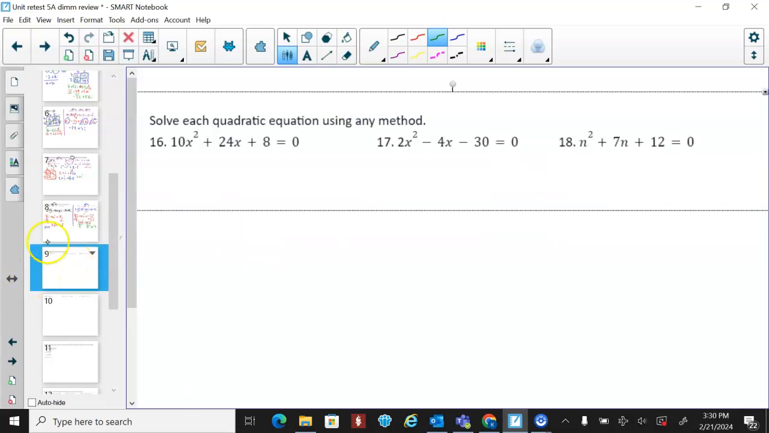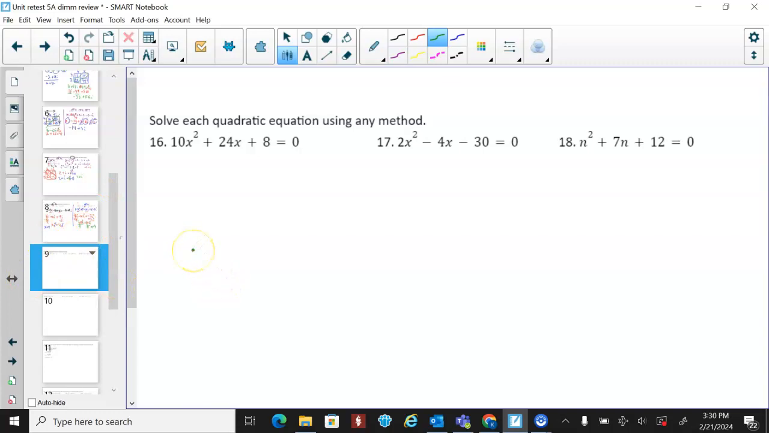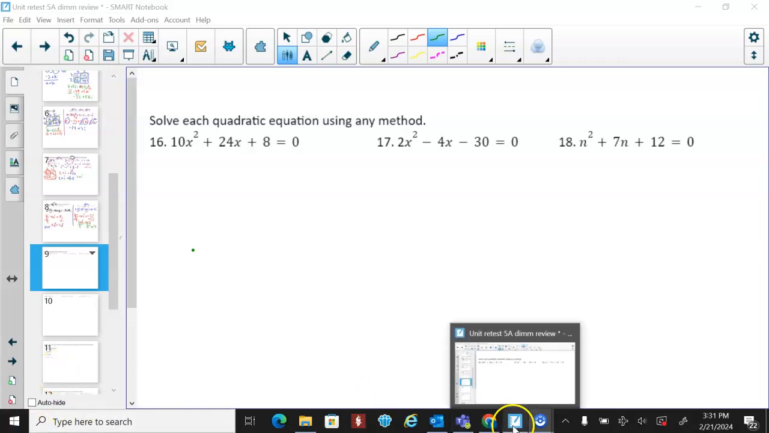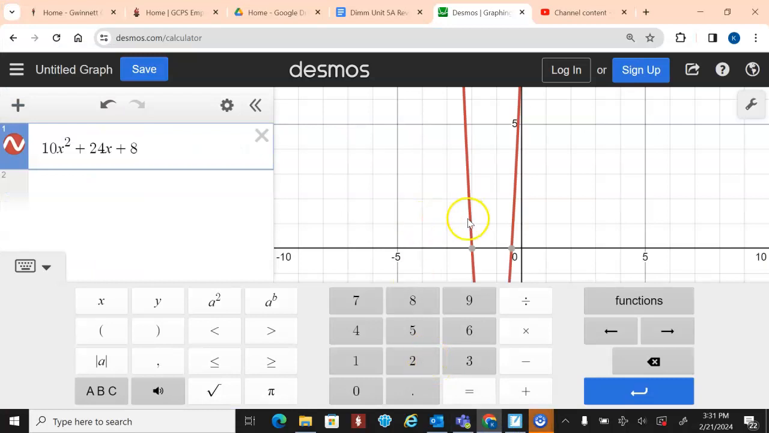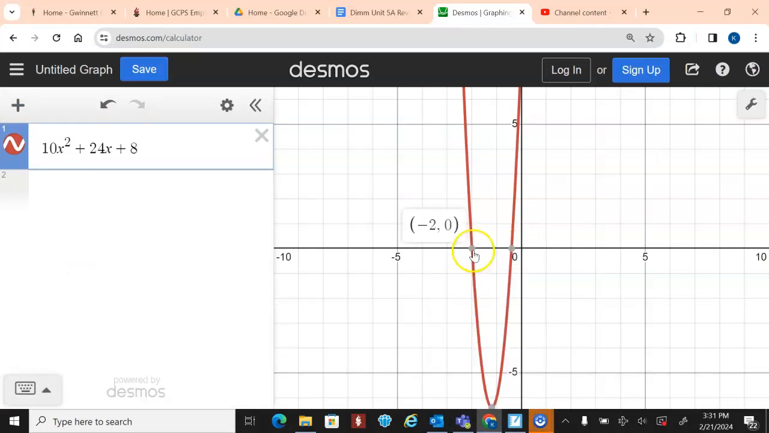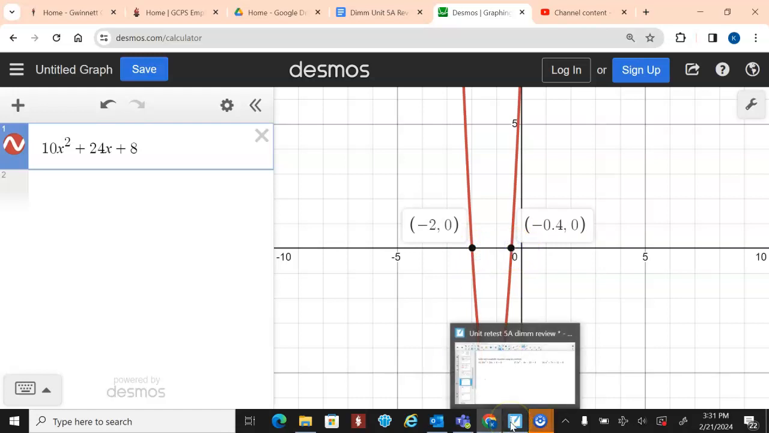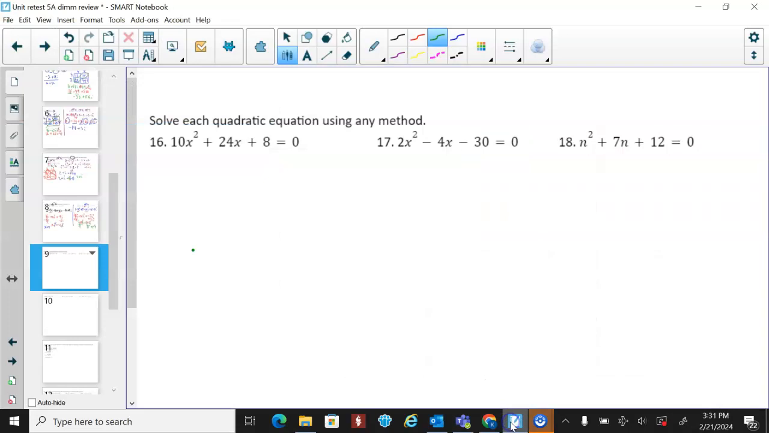Alright, number 16. Again, I like to plug those functions into Desmos to see what my answer is and then try to prove it and make sure that I do the right thing. So I plugged it into Desmos right here. My two intercepts, my two solutions, are -2 and -0.4, okay? -0.4 is also -2/5, okay? So the answers were -2 and -0.4, which is also -2/5.